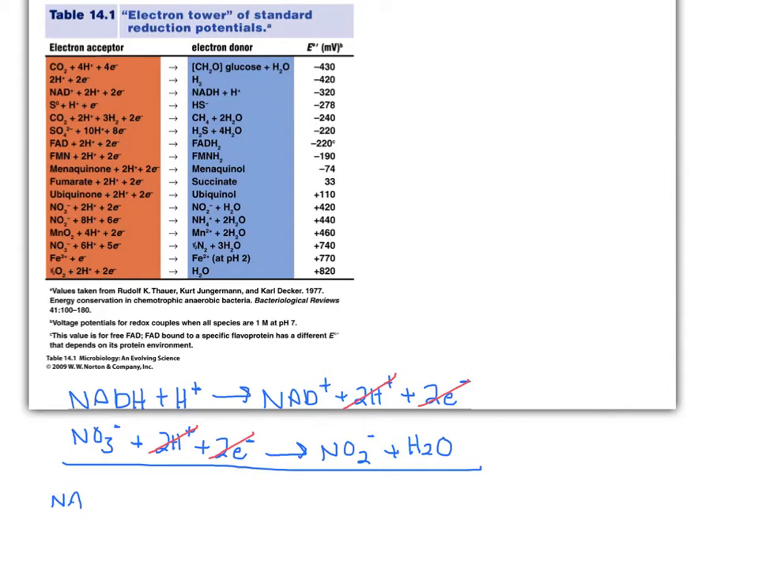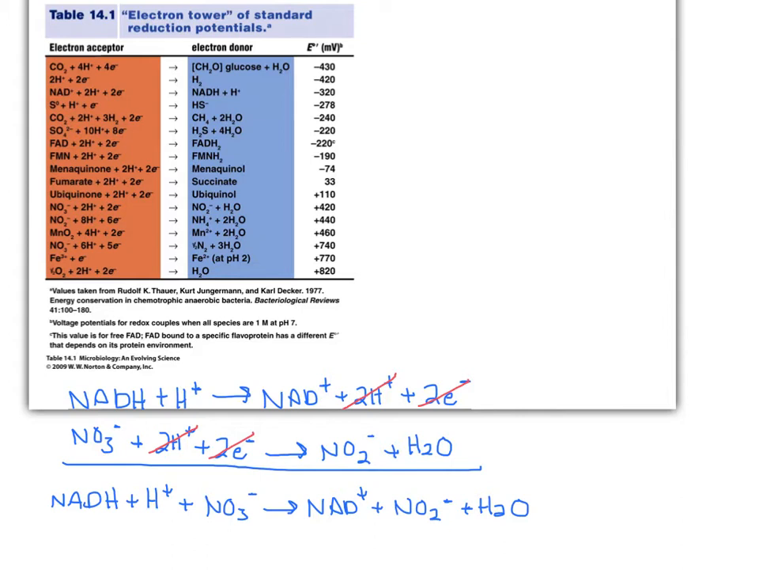So NADH plus a proton plus nitrate yields NAD+ plus nitrite plus water. So that's our balanced equation, or the complete redox reaction.